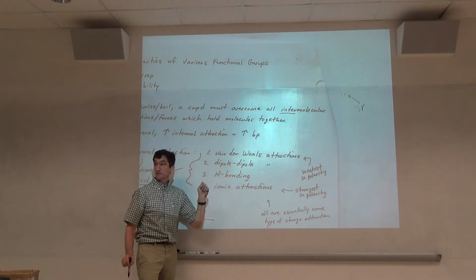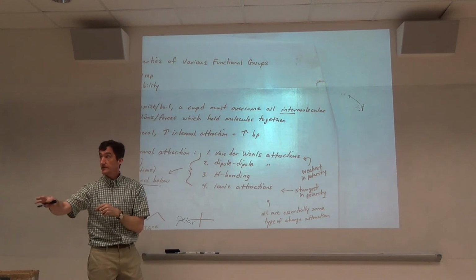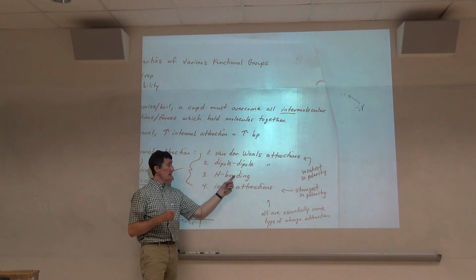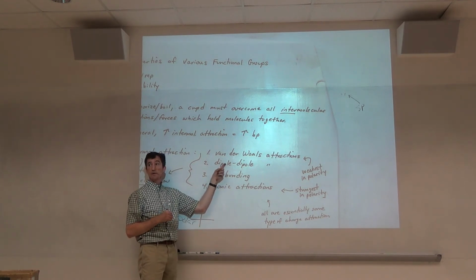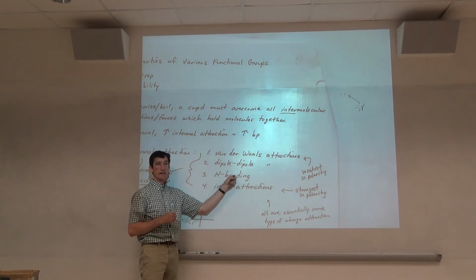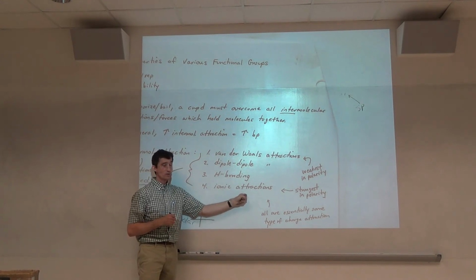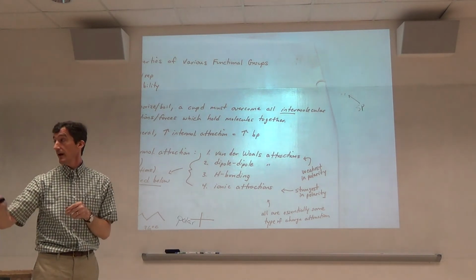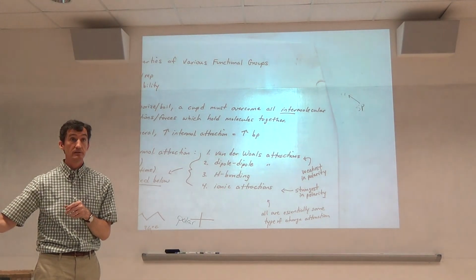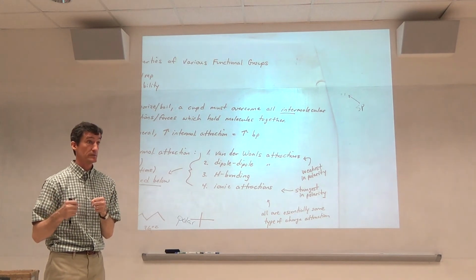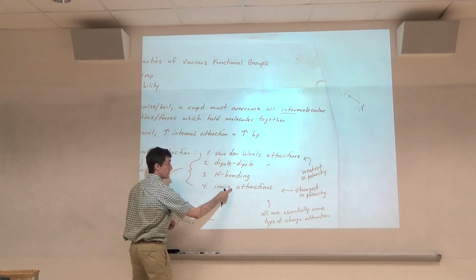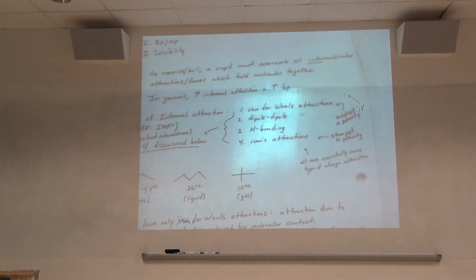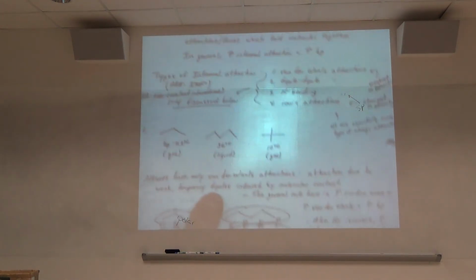Dipole-dipole, and that's kind of what I described here: your negative end attracting to her positive end. Hydrogen bonding is actually nothing more than a very strong dipole-dipole, just a special case. Strongest is going to be ionic. That's where you have a positive charge because you're an ion, and she has a negative charge because she's an ion. Formal charges. That's the strongest. Let's look at each of these. They're numbered on the left. Number 1, van der Waals.